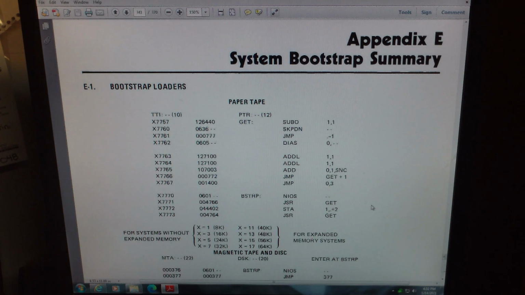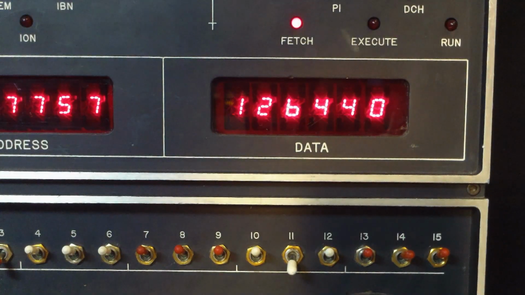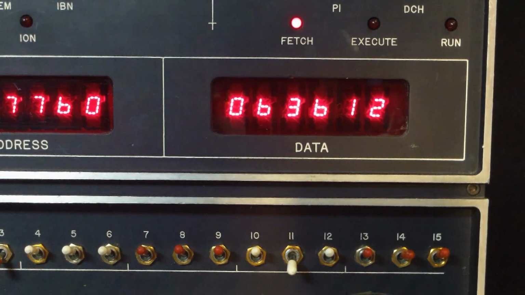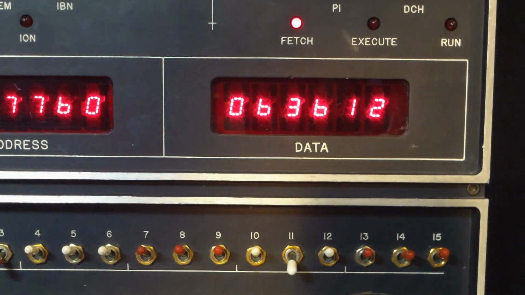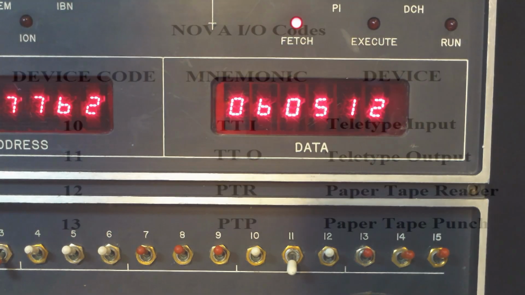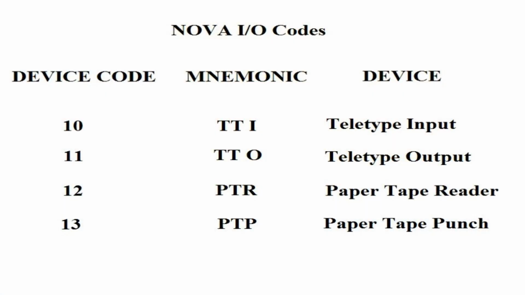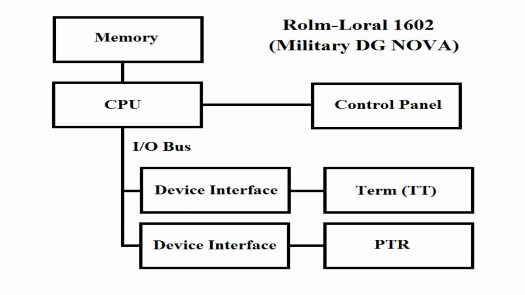After we enter the program from the manual, we'll check to make sure it's installed. The beginning of the program checks whether device 12 is ready. It'll keep looping back until the device is ready, and then it will load the first word from device 12. All the I/O devices have a unique I/O code for Data General Nova, with the teletype input and outputs being 10 and 11, and the paper tape being 12 and 13.